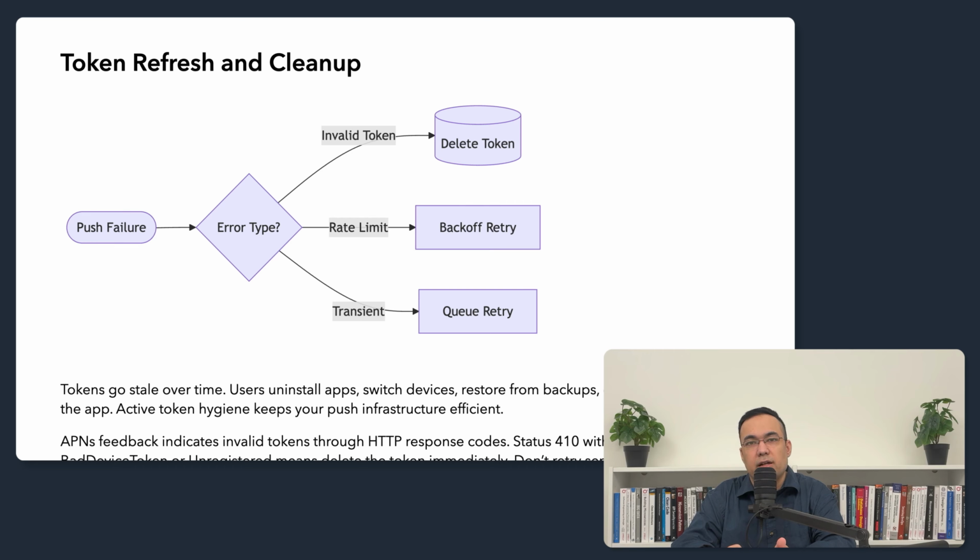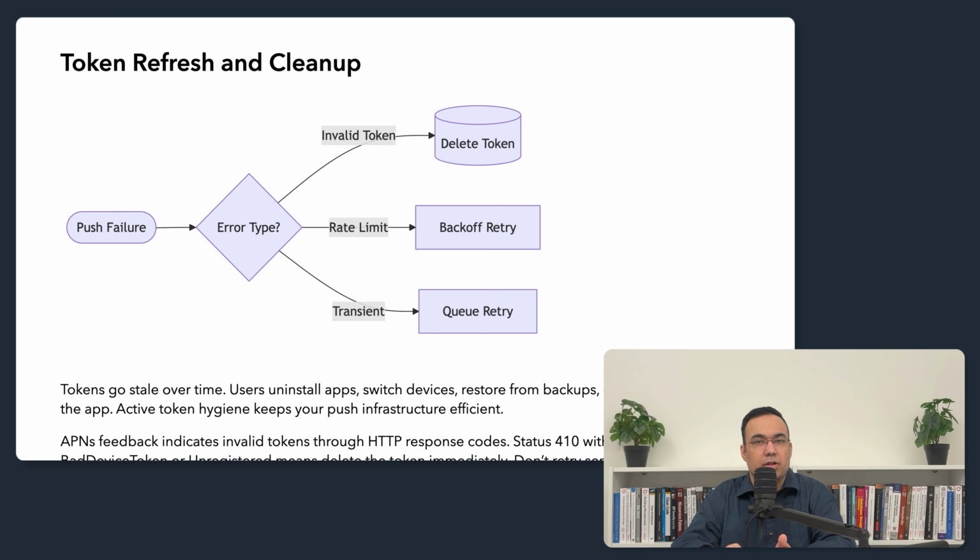Registration versioning handles the edge cases. A user might reinstall the app, generating a new registration while the old one is still in your database. The new registration will supersede the old one for that device. Use the device_id to detect this. When a new registration arrives for an existing device_id, replace the old registration. Keep only the most recent registration per device.